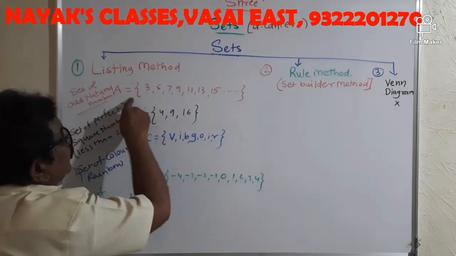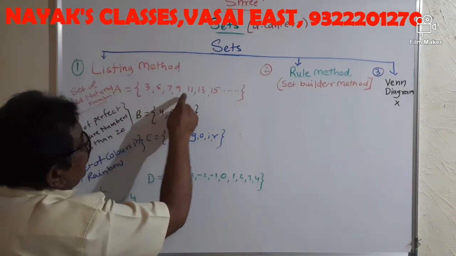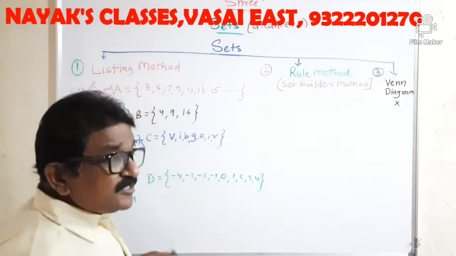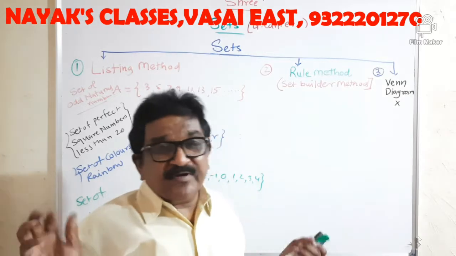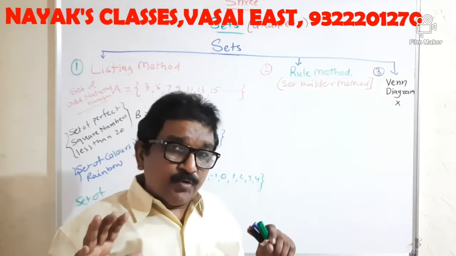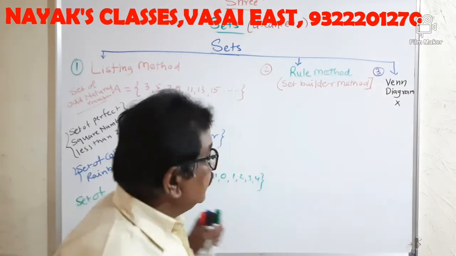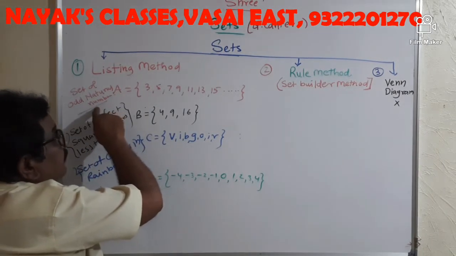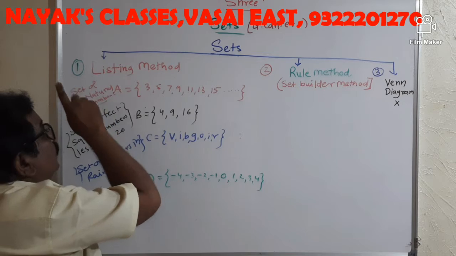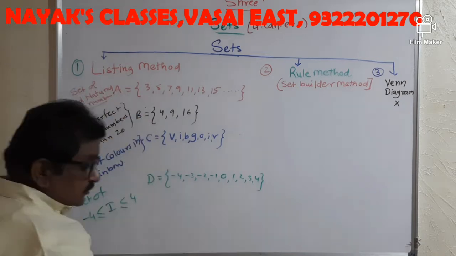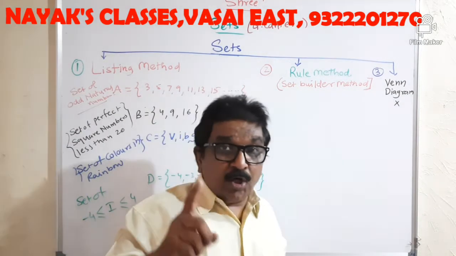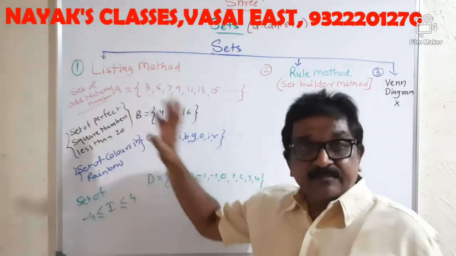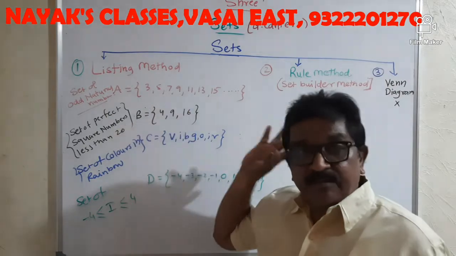So A is a set of 3, 5, 7, 9, 11, 13, 15, dot dot. Dot dot means it is an infinite set. Infinite numbers will come, so dot dot dot. See the statement, keep in mind: set of odd natural numbers. Clearly written, correct? We have listed.